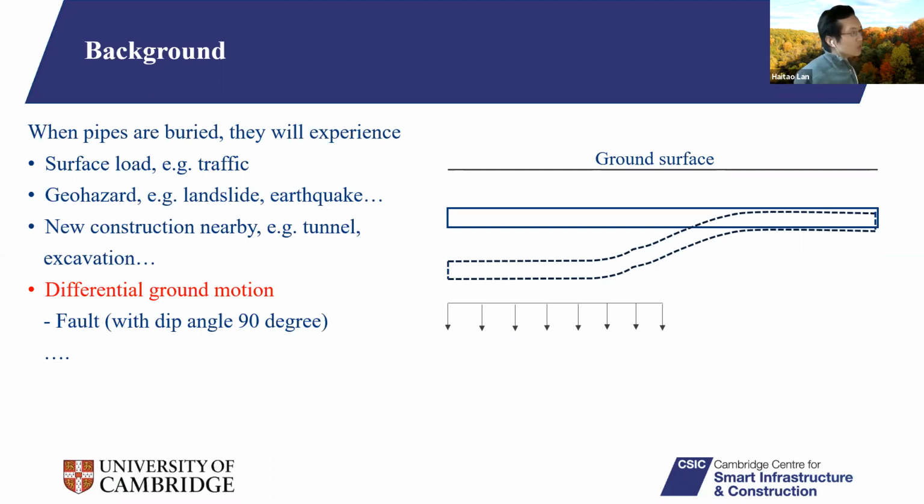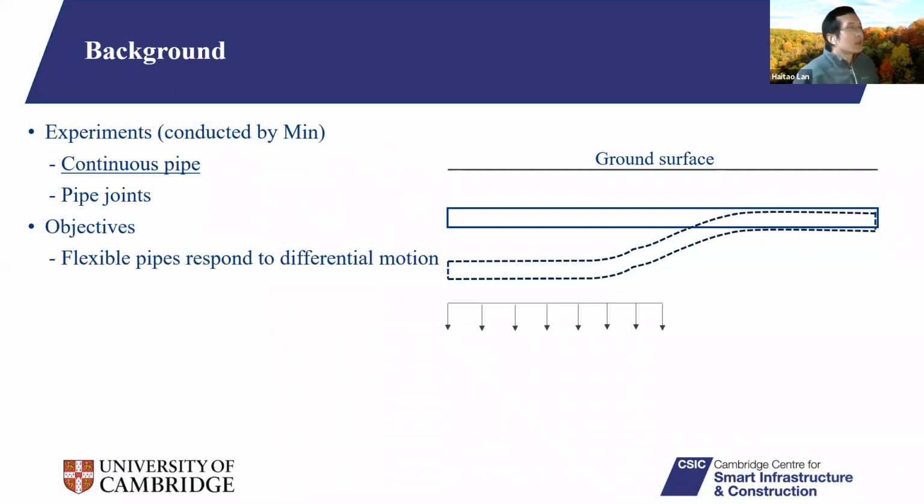We try to simulate this problem like a fault with a dip angle of 90 degrees. In this project, we finished 2 tests. In the first test, we buried a whole continuous pipe in that facility. In the second test, we used 2 pipes connected with a joint because we are interested in the pipe joints under this kind of situation. Today I will talk about the first test, conducted by my colleague Min probably 4 years ago, to see how this pipe behaves under this kind of situation.